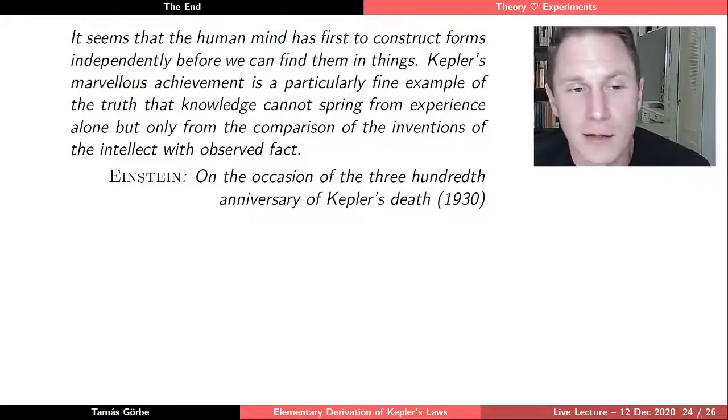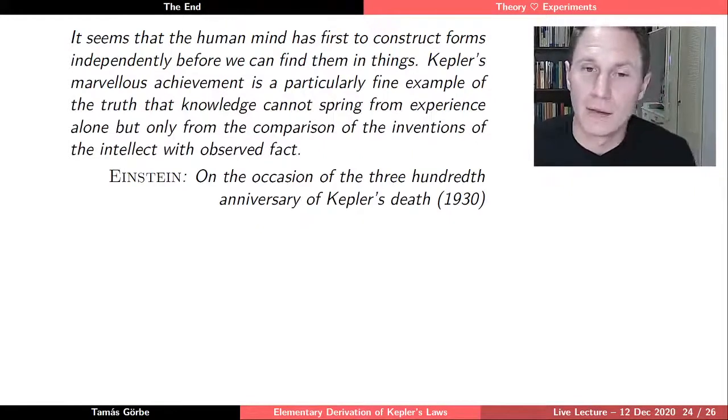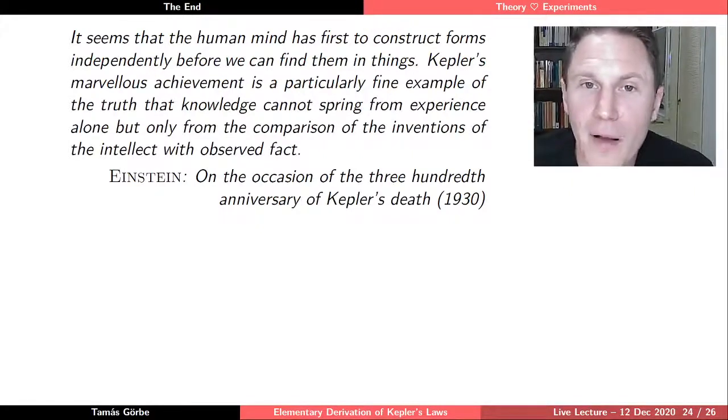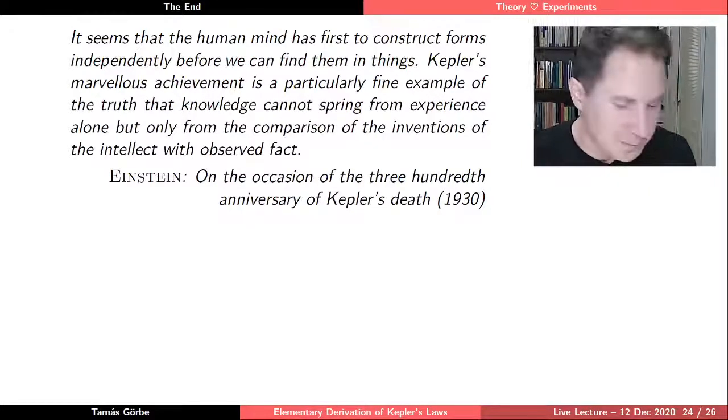So Einstein is basically saying that the ancient Greeks were studying conic sections and ellipses only for Kepler, a couple of millennia after that, to discover them in the orbits of planets.